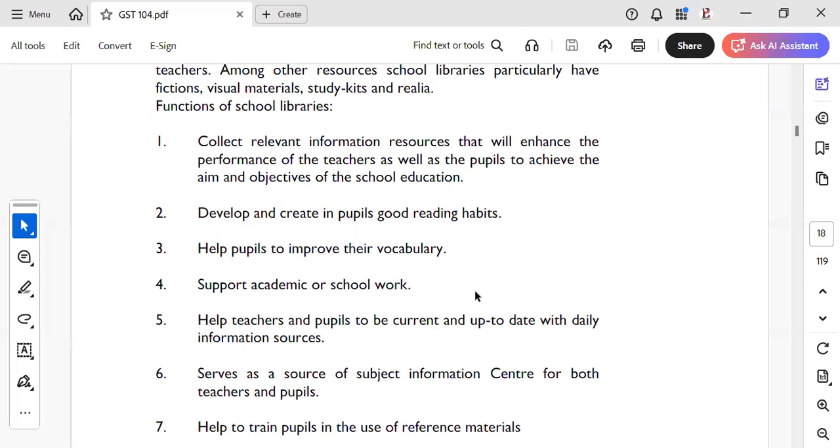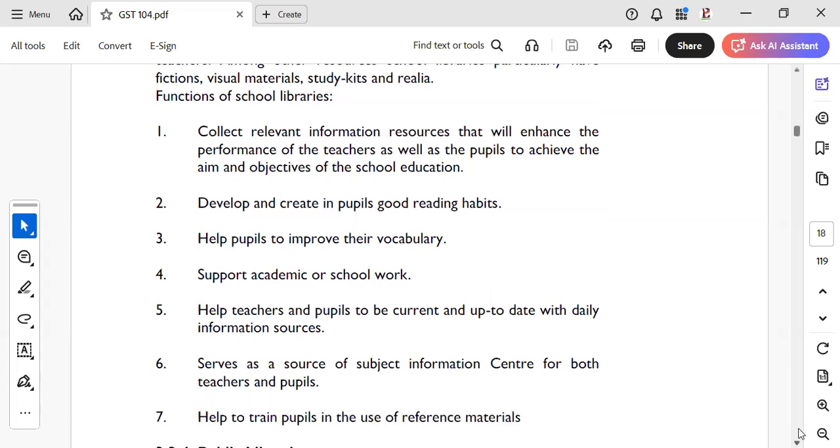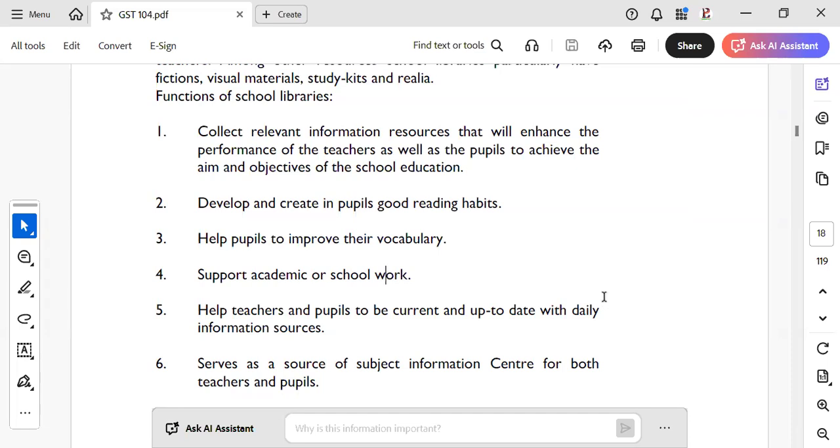Mr. Samuel, please help me with number six. Then number seven is help to train pupils in the use of reference materials. Alright. Thank you so much.